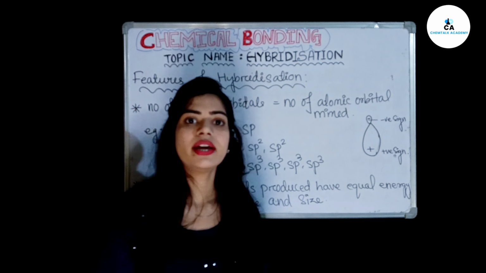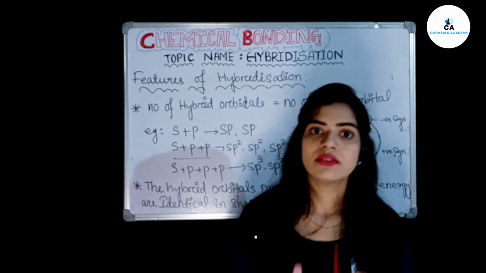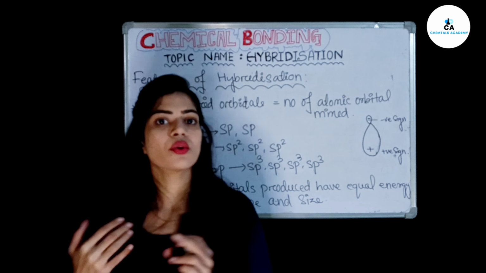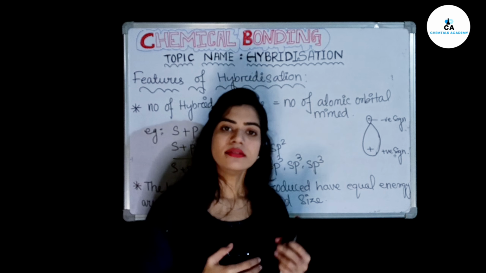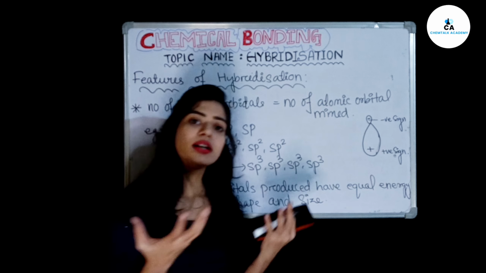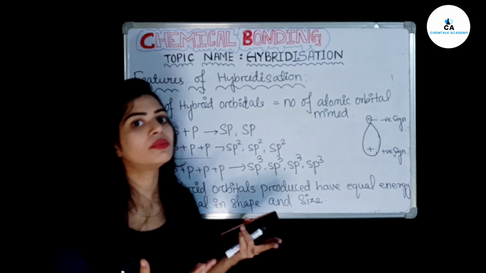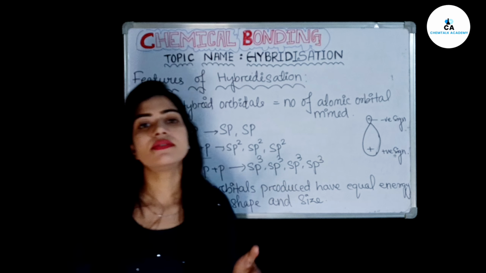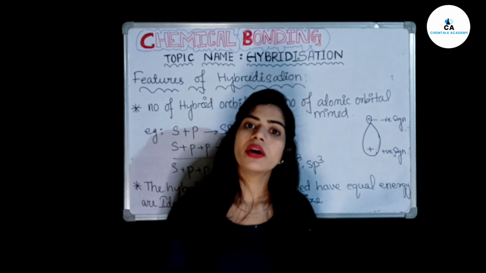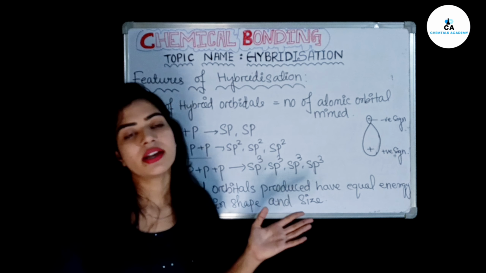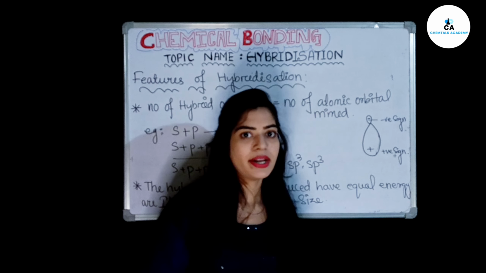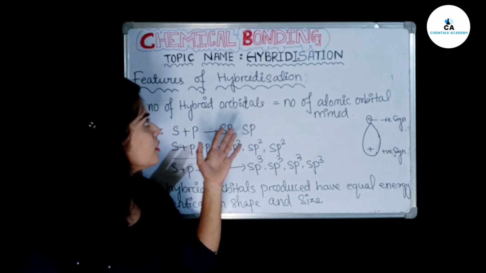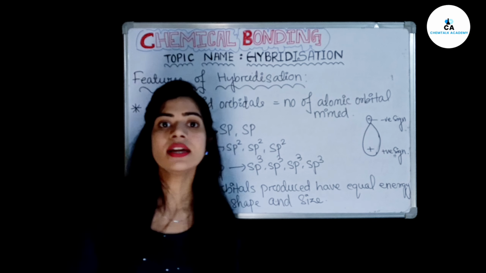So what have we learned today? First we saw what is an ionic bond and what is a covalent bond. Then the definition of hybridization, or why the hybridization concept came into existence. Then we saw the conditions required for hybridization, and then the features of hybridization.